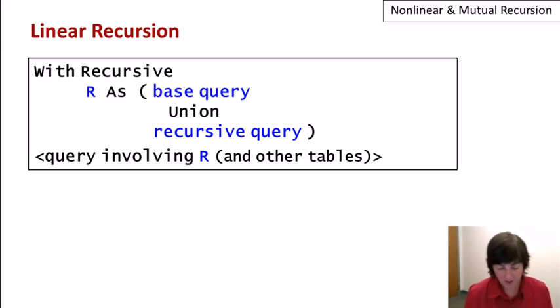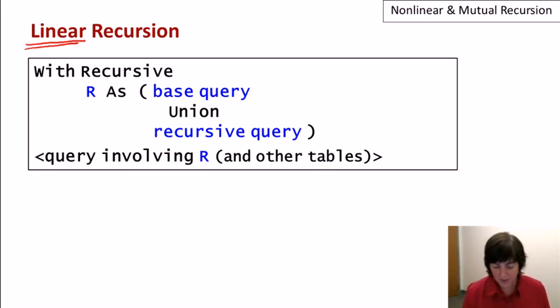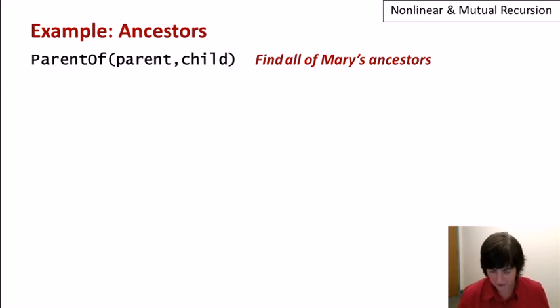The first thing I want to talk about in this video is what's called linear recursion. Linear recursion specifies that in the recursive definition of R, and again let's assume it takes this form of the base query union the recursive query, in the recursive query there is only one reference to the recursively defined relation R. So let's take a look at an example to understand linear recursion and nonlinear recursion.